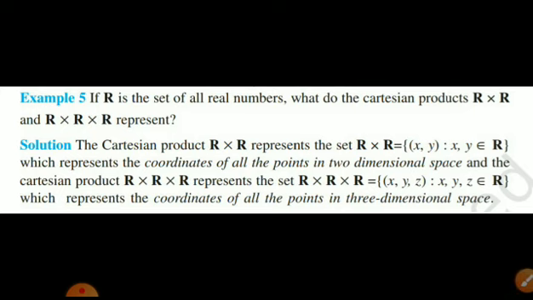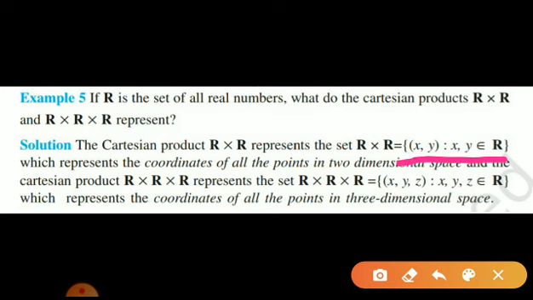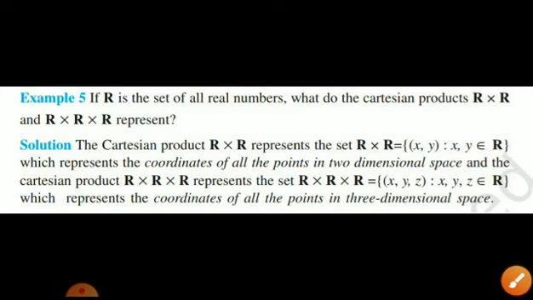Next is, if R is the set of all real numbers, what do the Cartesian products R cross R and R cross R cross R represent? Now here R cross R means what? R cross R represents what? It contains the elements (x, y) such that x, y belong to R. Is this clear? That means my (x, y) are the elements of R cross R, where x and y belong to R. Now, one more is there, that is R cross R cross R.